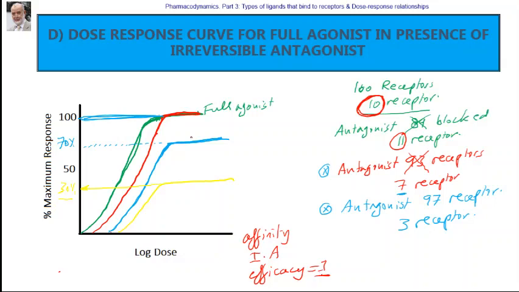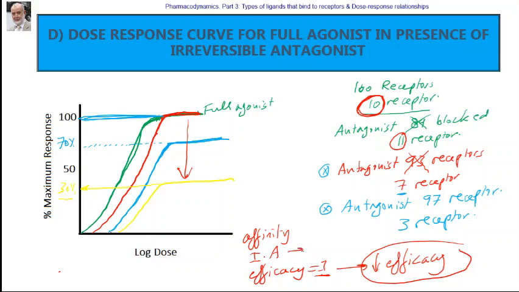Is it the same or does it decrease the efficacy? There is a decrease in the efficacy. This is the first point. Therefore, a reversible antagonist will decrease the efficacy of the full agonist. Efficacy of the full agonist decreased. Intrinsic activity is still there, of course, and it can still produce action in the presence of the antagonist.